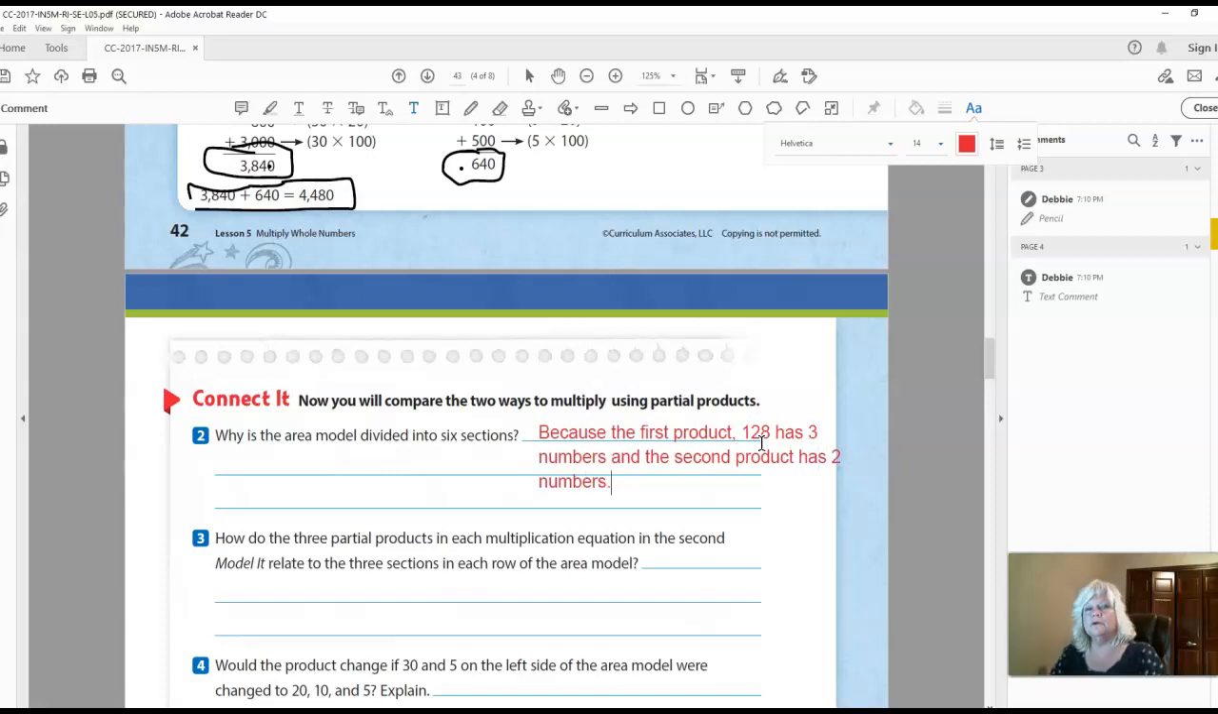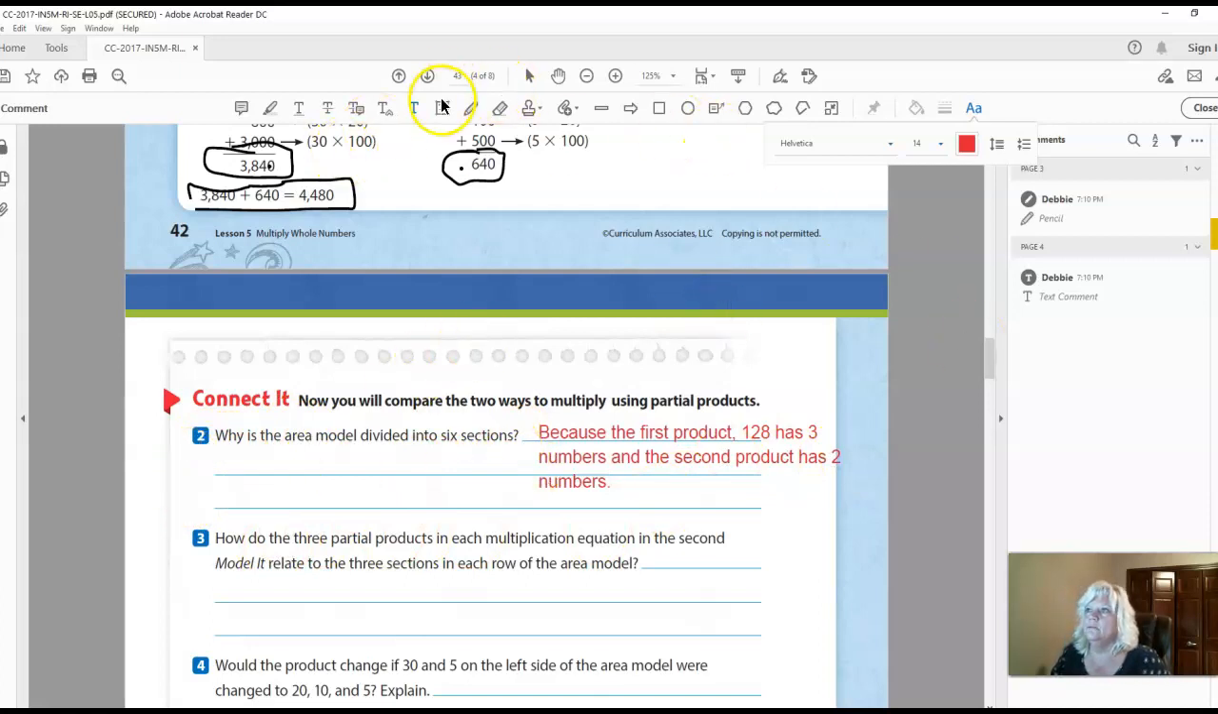So before we go any farther, I want you to think, if we had 3 numbers across and 3 numbers down, how many boxes would we have? We'd have 9. So the more we have across, the more numbers we have to add. So we want to try and think about that. We don't want to end up with 12 and 15 boxes to add. That's too much. So this one is because the first product had 3 numbers and the second product has 2 numbers. And that's why we have 6 sections. We had to divide it into rows.